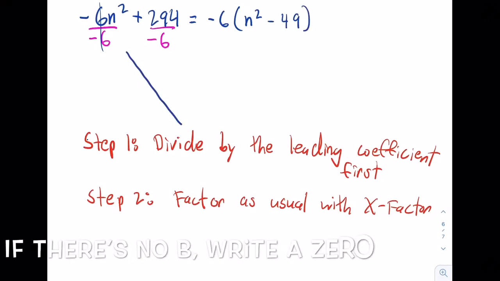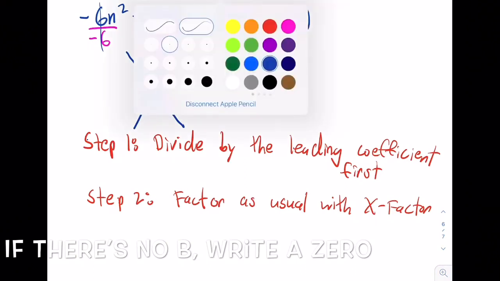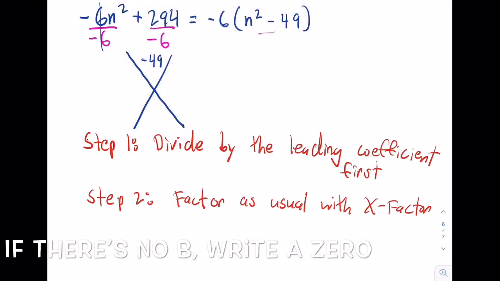Then we're going to factor that using our x factor. So negative 49 on the top. And you notice there's no middle number. There's no x or n, right? So it's going to be 0. So it has to add to 0 because there's no middle number, no b. So multiply to negative 49, add to 0. So it's going to be 7 times negative 7. So we got 7 and negative 7. These are our two factors.